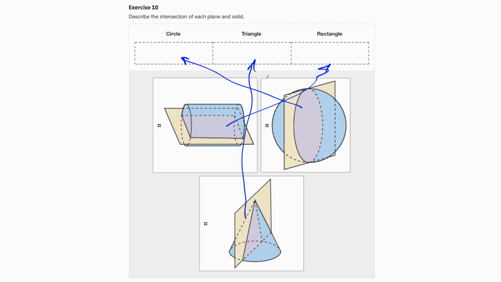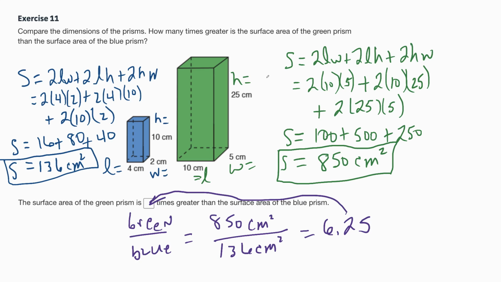So make sure that you're paying attention to these. You should get them correct. Number 11, compare the dimensions of the prisms.